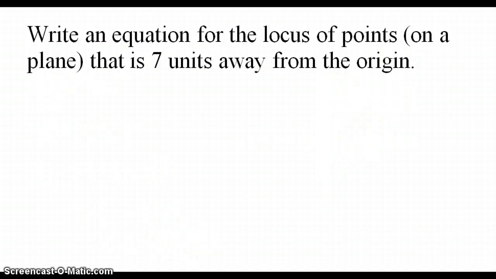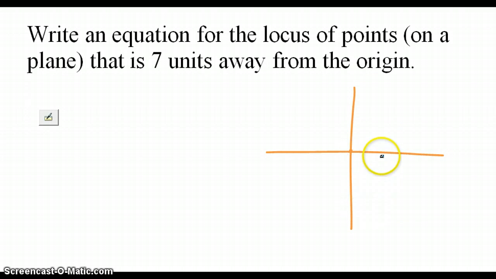Using the Pythagorean theorem, which is also the same as the distance formula, now we want to write the equation for the locus of points on a plane that is 7 units away from the origin. So what does that mean, the locus of points? Well, here's the origin again. It's the 0, 0 point. Let's find one point that's 7 units away from the origin.